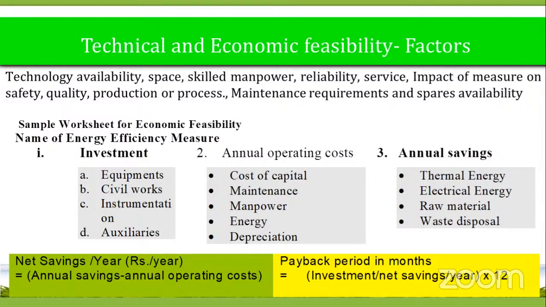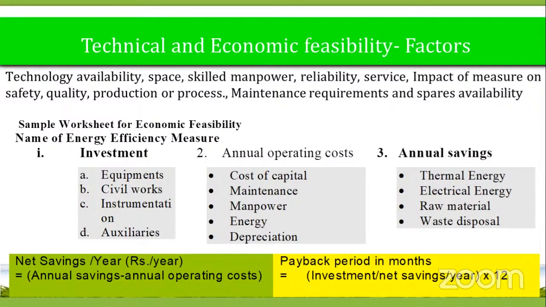Skilled manpower: instead of recruiting more people, we can have skilled manpower who has the efficiency as well as the skill set to perform the same work with the same capacity. Then reliability, on each and every parameter: service, impact of the measure, safety, quality, production process, maintenance requirements, and spares availability. It all determines the technical as well as the economic feasibility. These are all the factors which need to be noted down.